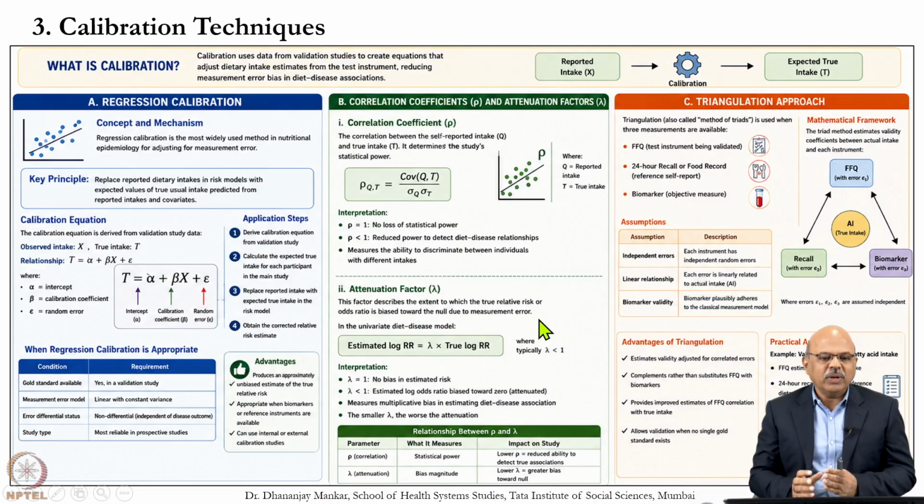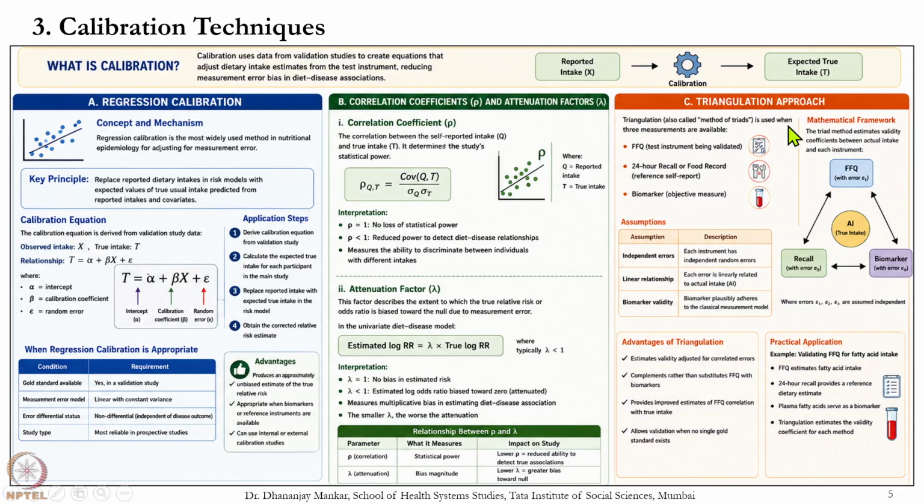So there is a benefit that you may come up with, actually, a use of the correlation coefficient. There is also a triangulation approach. Triangulation is not a midway, but there is a collaboration, or you can say a compilation, of three methods, where you will have FFQ as the first, 24-hour recall as the second, and biomarkers as the third.